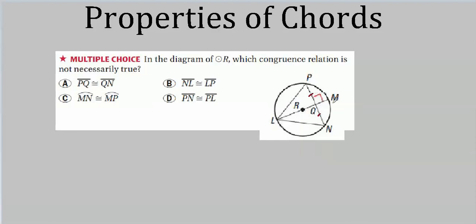These are the arcs. Well, these are arcs on the same circle, subtended by the same angle. So we know they're congruent very easily. Well, what about PN and PL? We've got this chord here, and then this chord.